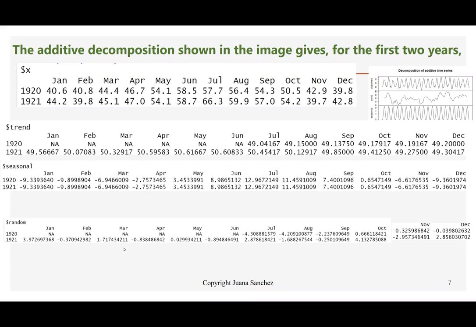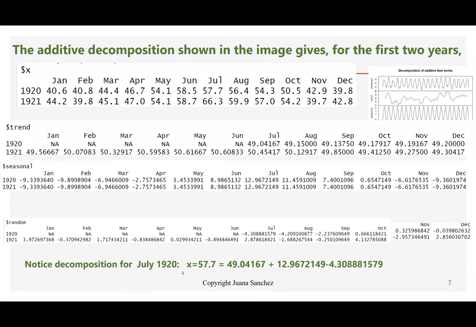Now, if you focus on one observation, July of 1920, the value of the time series is 57.7. That's what we observe. Notice that that equals the sum of these red terms, 49 plus 12.967 minus 4.308. It's additive. We decomposed it in an additive way.